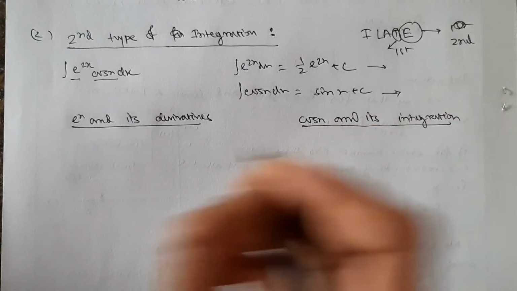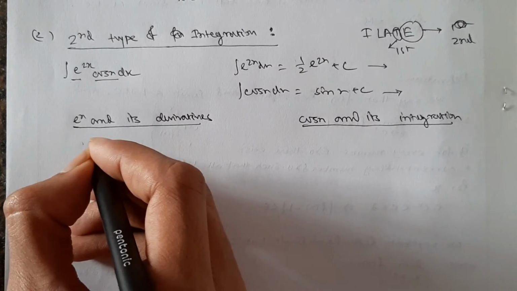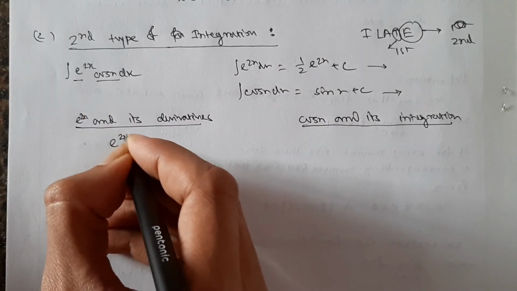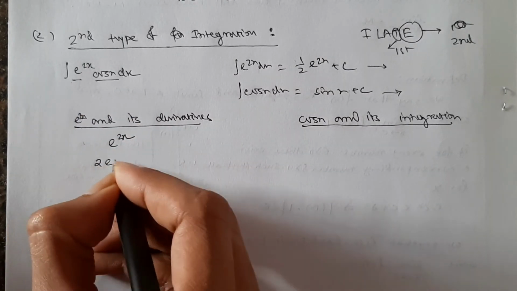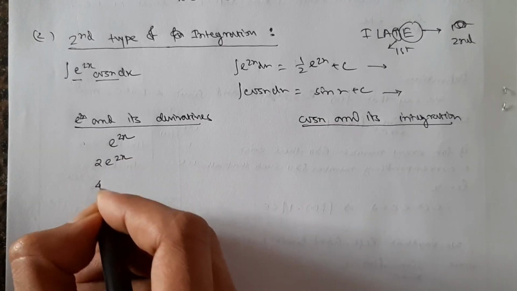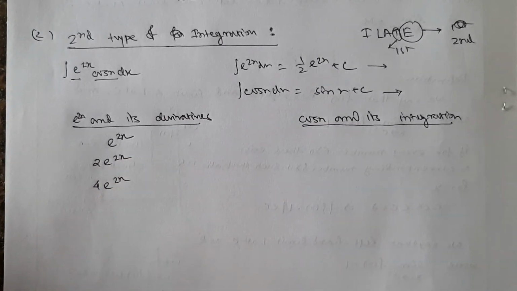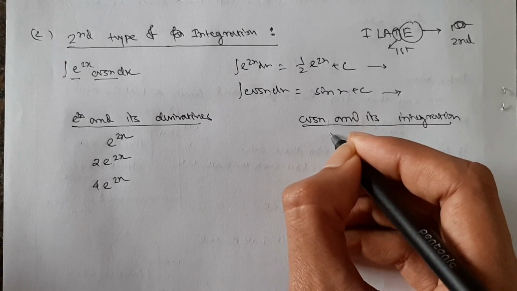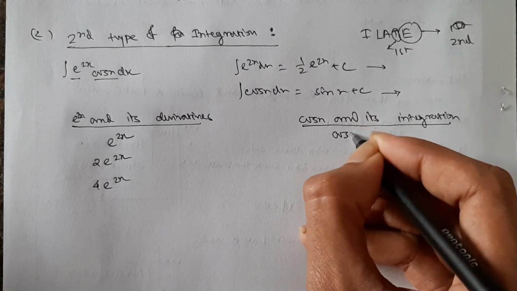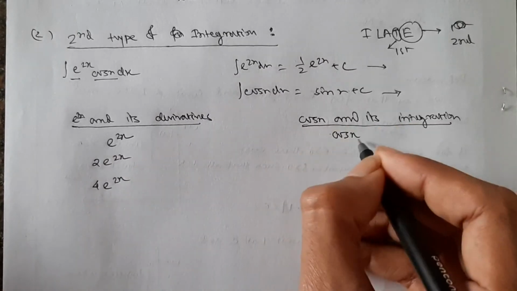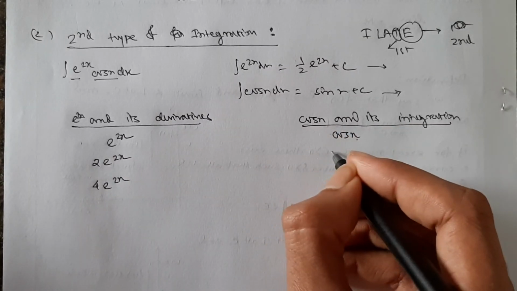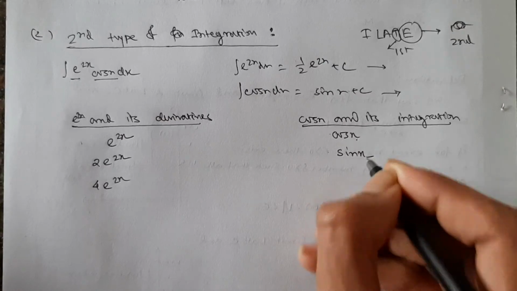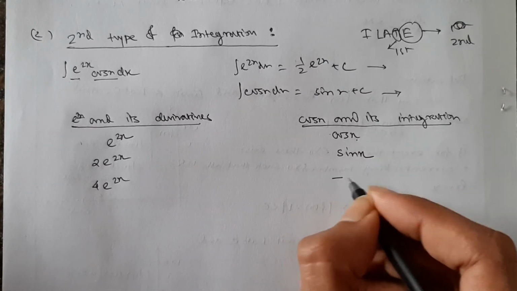Okay, so e to the power 2x, 2 e to the power 2x, 4 e to the power 2x, and it will continue. And here we have to write the first function cos x, and the integration of cos x is sin x, and the integration of sin x is minus cos x.